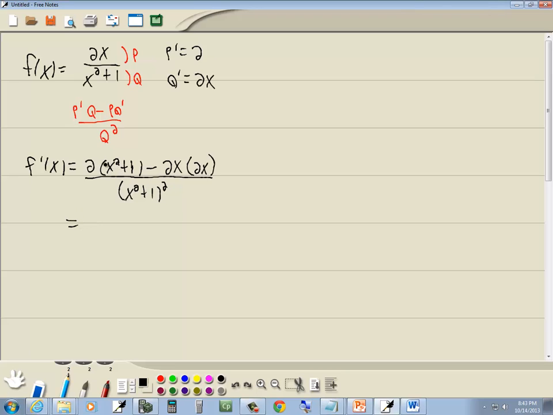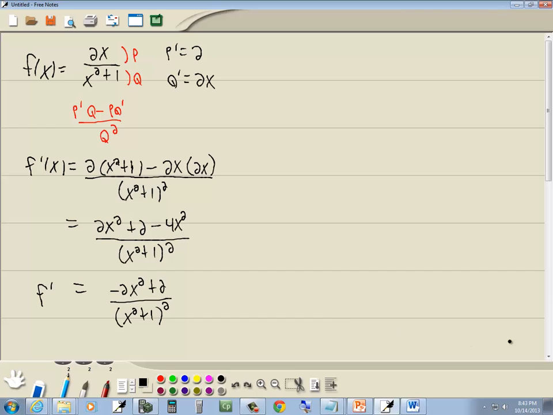Well, get rid of the parentheses up on top here. 2 times x squared is 2x squared. 2 times 1 is 2. Minus 2 times 2 gives us 4, and x times x is x squared, over x squared plus 1 squared. Combine like terms. We've got 2x squared minus 4x squared. That gives us negative 2x squared plus 2 over x squared plus 1 to the second power. And that's our first derivative.